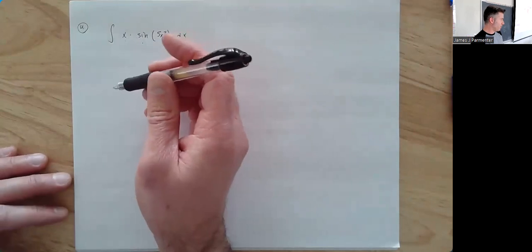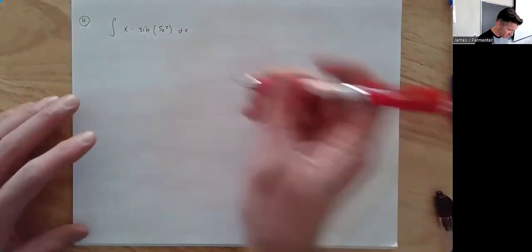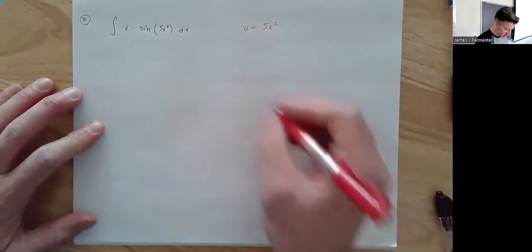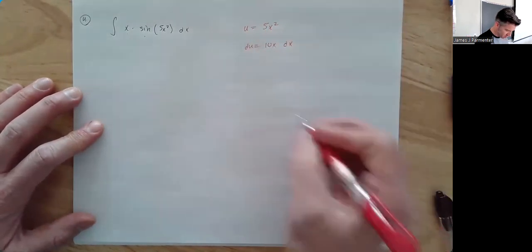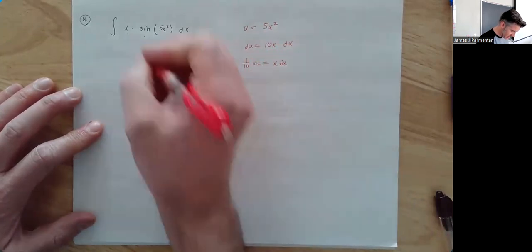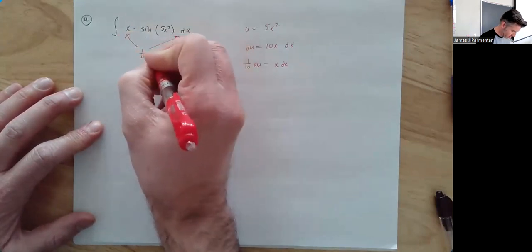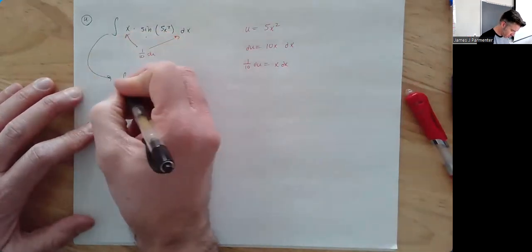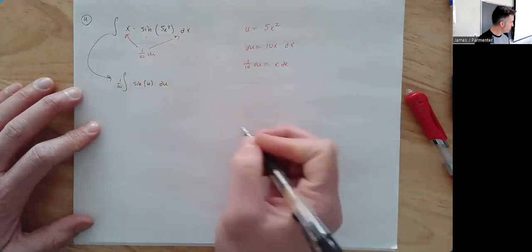But before I start going down the road of integration by parts, I'm noticing there's a reasonable u substitution here. I can let u be the stuff that's inside the sine function, and then my du is just going to be 10x dx, or 1/10 du is just going to equal x dx. So right there's my 1/10 du, and this integral just becomes the integral of 1/10 times sine of u du.